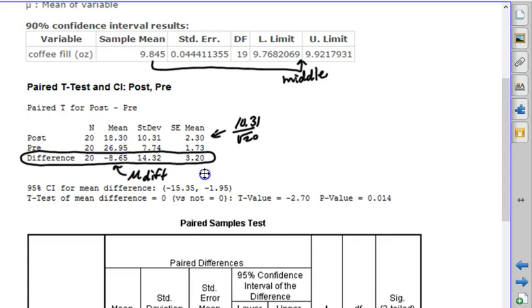Notice that would be right in the middle. The test of the mean difference would be the mean difference is 0, in other words, there's no difference between the post and the pre-times, versus not 0. The t-value is negative 2.7, the p-value is 0.014. So we could reject the null hypothesis that there is no difference and say it does look like there is a difference, and in fact the difference looks like an improvement in the time that it took pre and post.